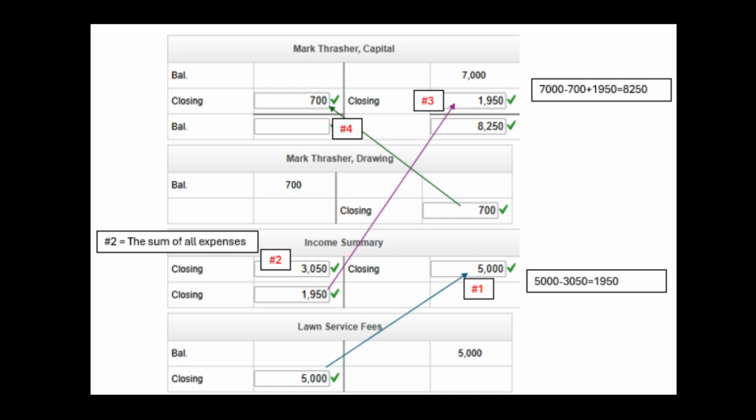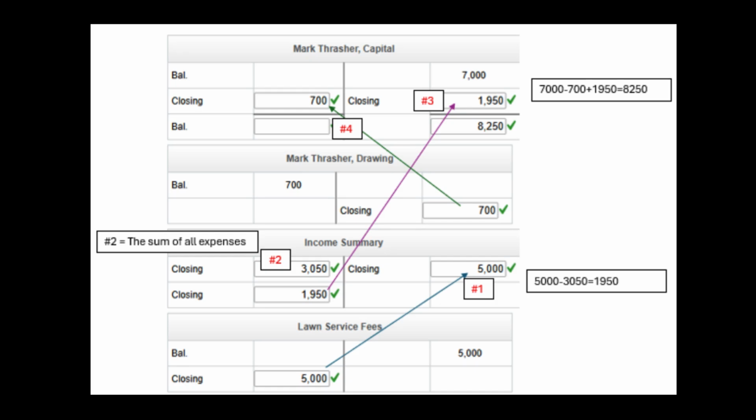I'm looking at capital, drawing, income summary, and lawn service fees. Now remember, lawn service fees are this person's revenue. So the very first step in the four-step closing process is to close revenue to income summary. You see that blue line from lawn service fees up to income summary. We're going to take that 5,000 and put it in the credit side for income summary. You can see I have a red number 1 there. So it's the very first step you're going to do.